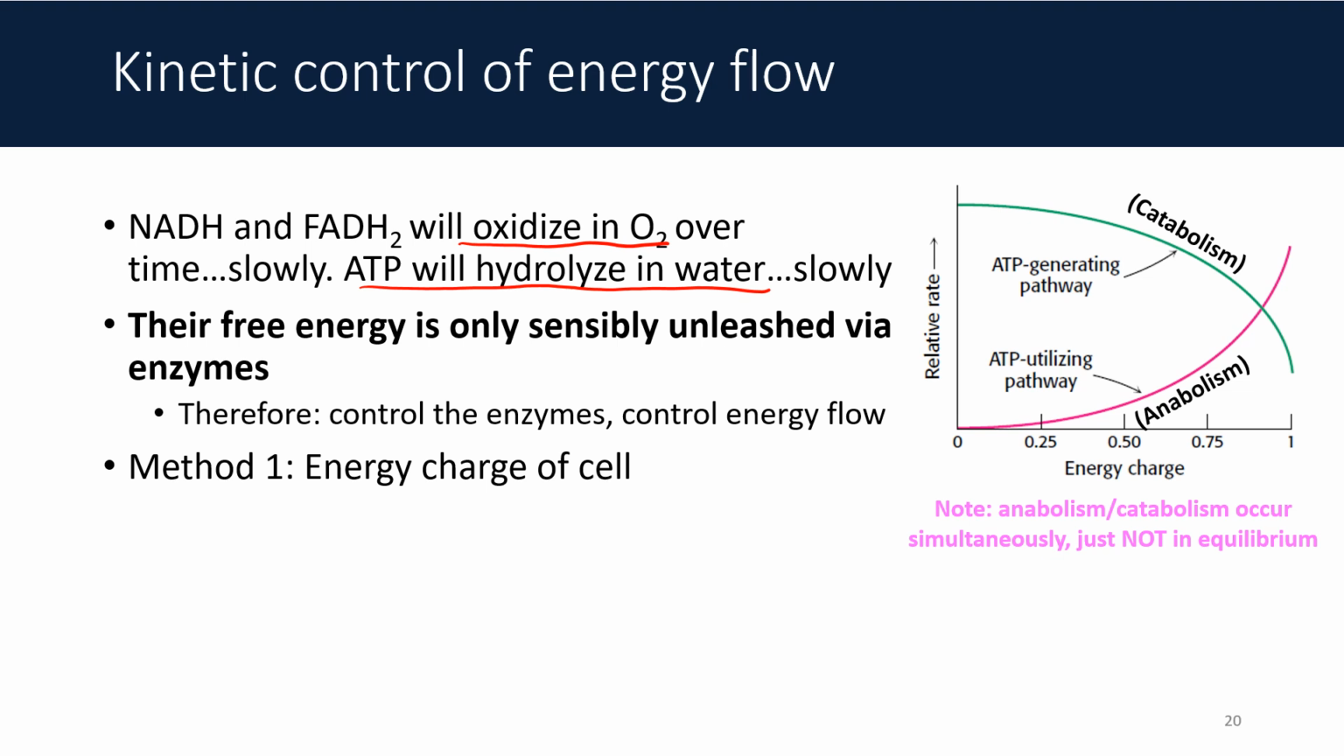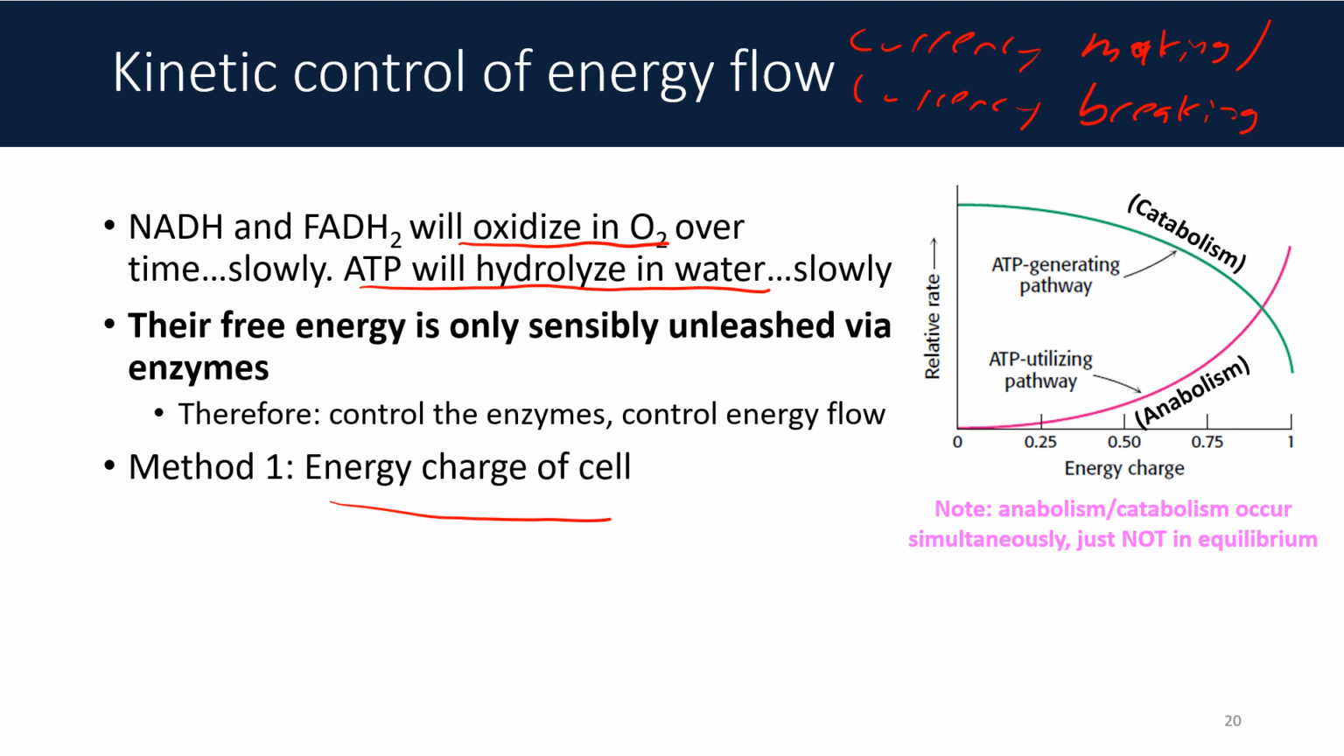So there's 3 methods biology uses to toggle between anabolism and catabolism, or currency making versus currency breaking. So what are those methods? The first one being monitor the energy charge of the cell.